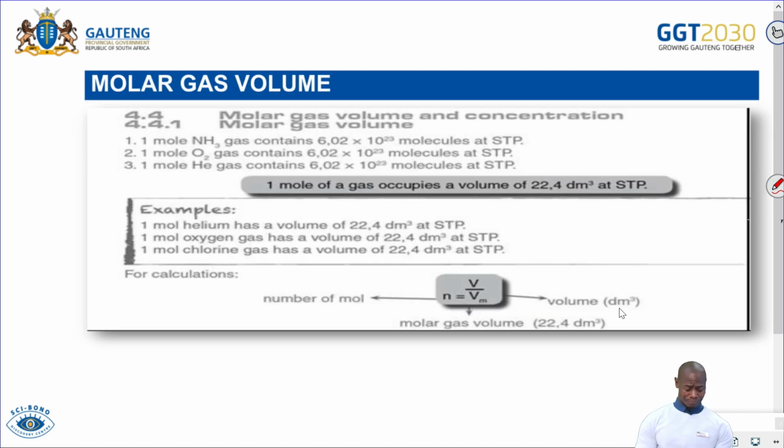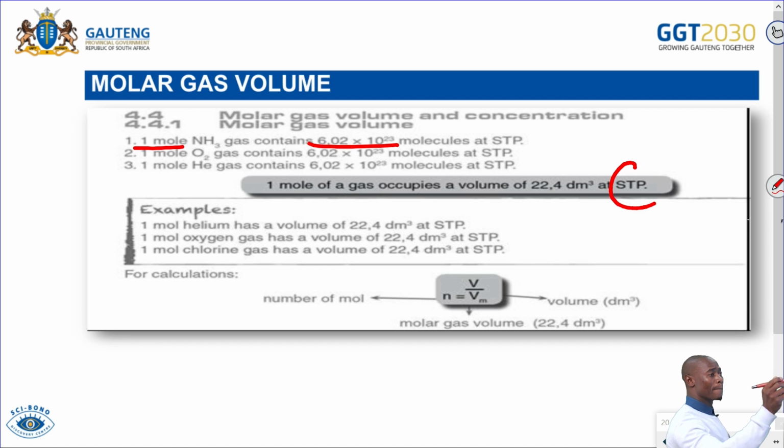Then molar gas volume. This one is for gases, right? So molar gas volume and concentration. Remember the relationship between the number of moles and Avogadro's constant. 1 mole of a substance is equal to Avogadro's number. We did talk about that, okay? Then again, even for gases, 1 mole of a gas occupies 22.4 cubic decimeters at STP. So what is important here, right? STP, it's the standard temperature and pressure.